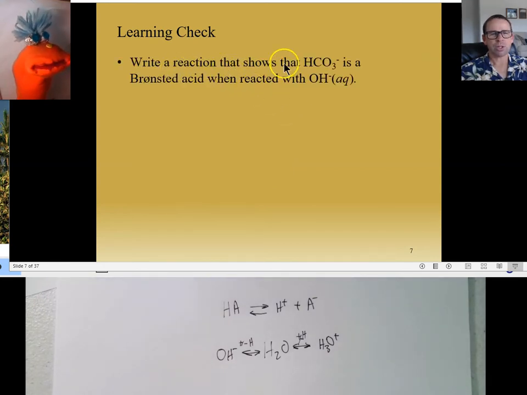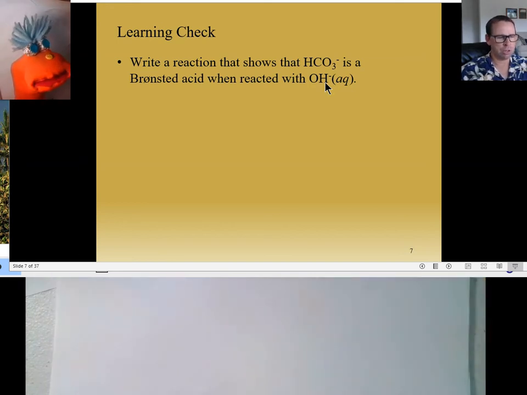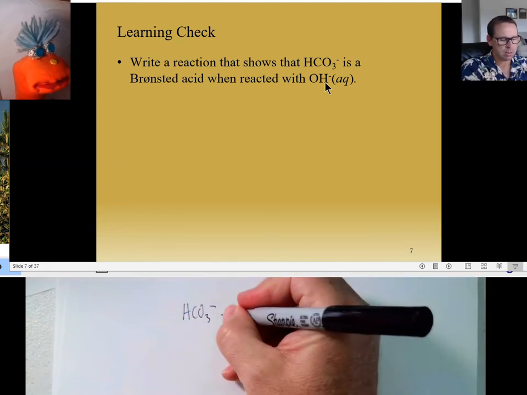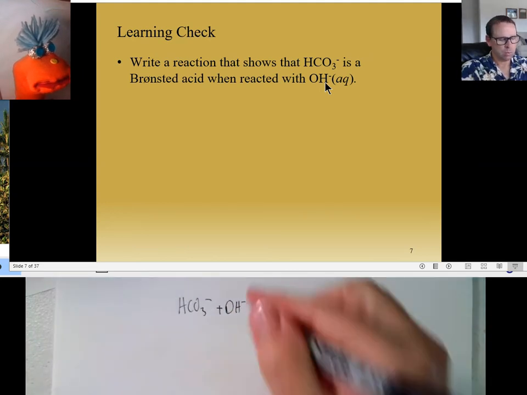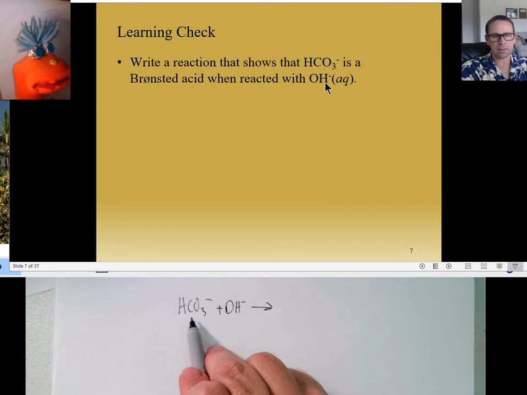So write a reaction that shows that HCO3- is a Bronsted acid when reacted with the hydroxide ion. All right, can we do this? We have to write HCO3- as an acid? That's right, Bronsted acid. So if HCO3- is the acid, and it's reacting with the hydroxide ion, that's going to be the base, what is going to be the product if this acts as an acid?